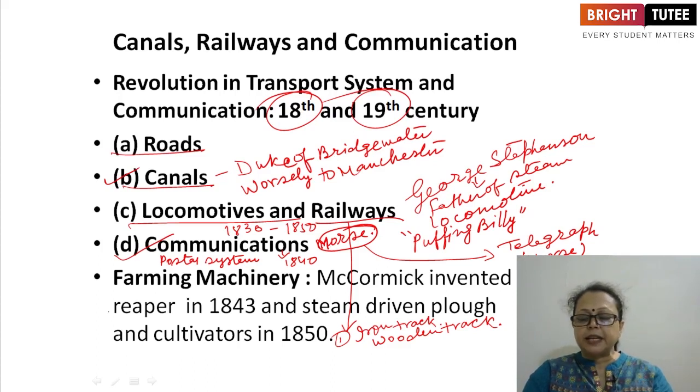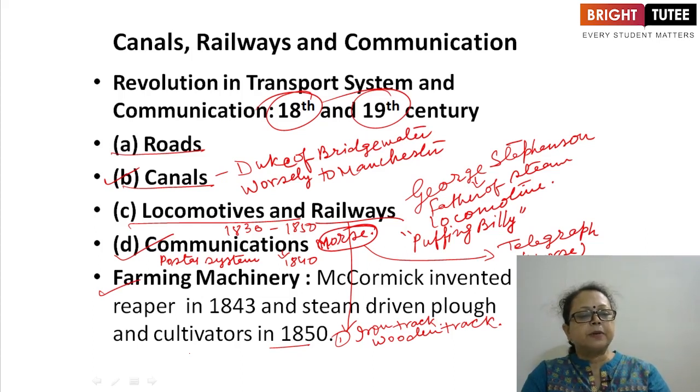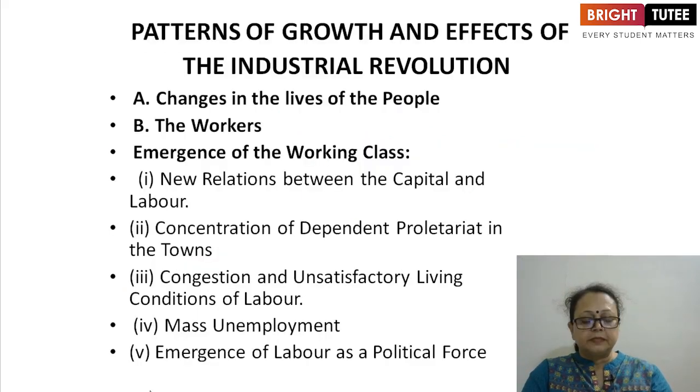Then farming machinery. McCormick invented the reaper in 1843, and steam-driven ploughs and cultivators came in the 1850s. This was a great achievement of McCormick. Earlier all such things were done by hand, and the steam-driven ploughs were also used for the cultivation of the land. Then comes the pattern of growth and effects of the Industrial Revolution.